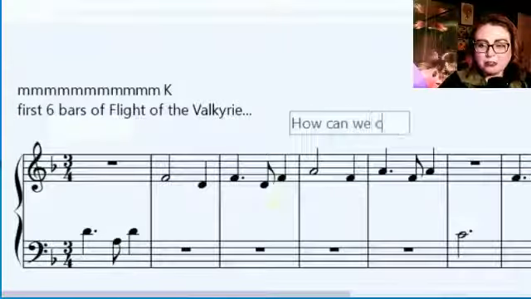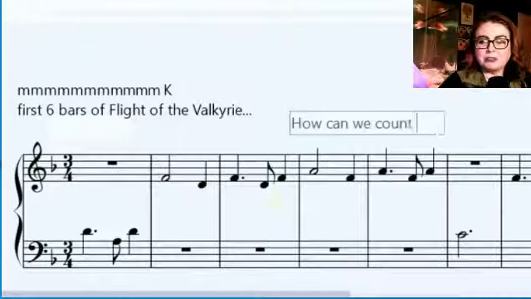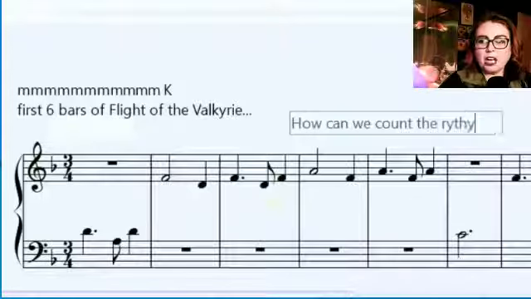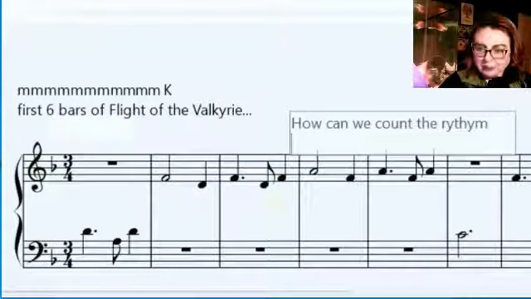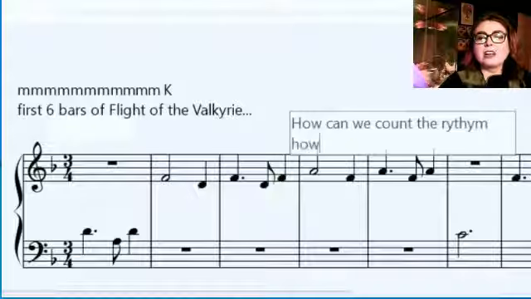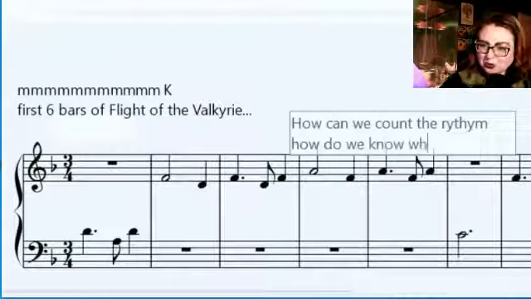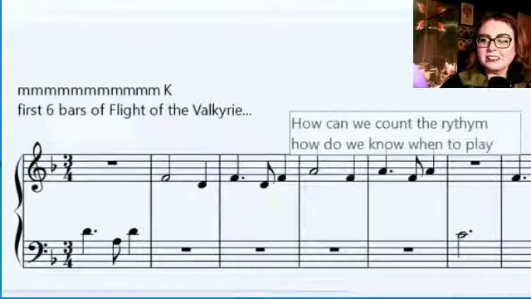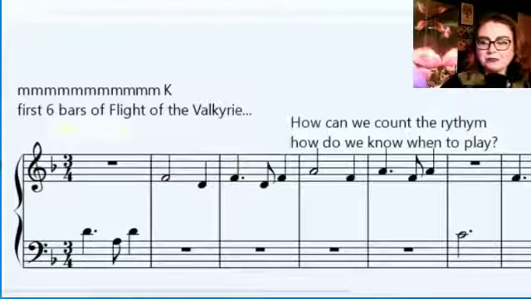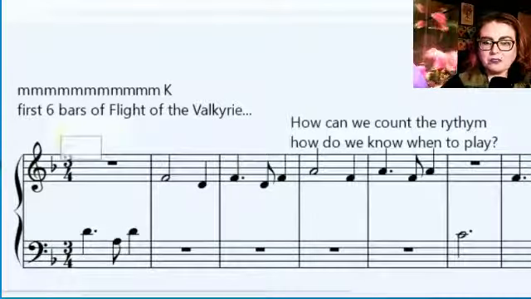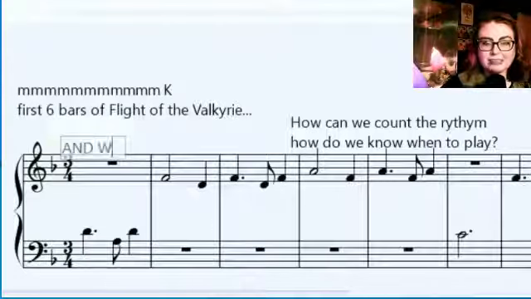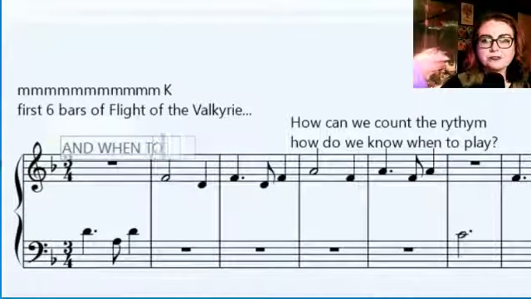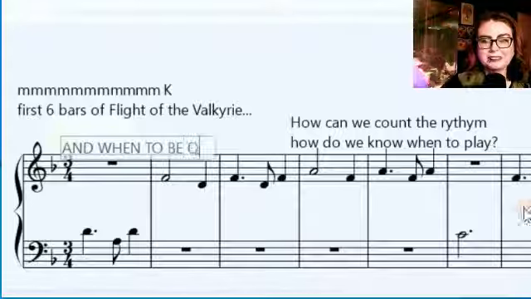So it's all very well the computer playing it and me playing it, but how are me and the computer counting the rhythm? How do we know when to play the notes, how long to hold them for, and when to be quiet? How do we know what the space is between the notes? So I shall explain. When to be quiet.